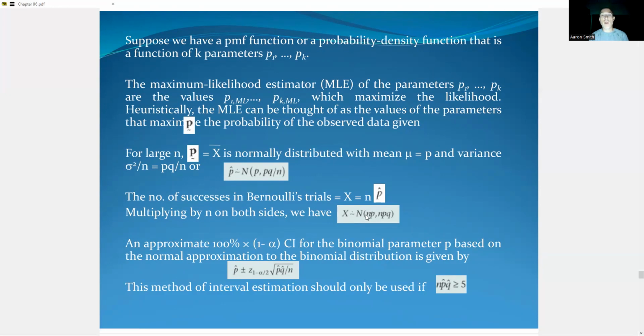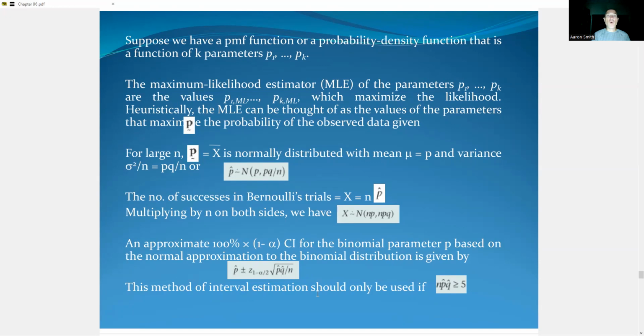And we can modify this so that if I just want the count of successes, I can have a normal distribution with n times p for the expected value and n times p times q for the variance. We can take this a step further and get a confidence interval on the probability of success by using this formula. It's the same trick we've been doing over and over: point estimate plus or minus the normal value for the confidence level I want, times the standard error.